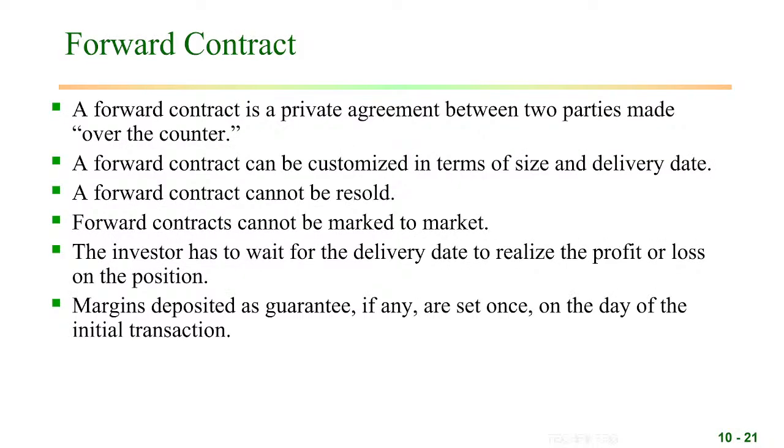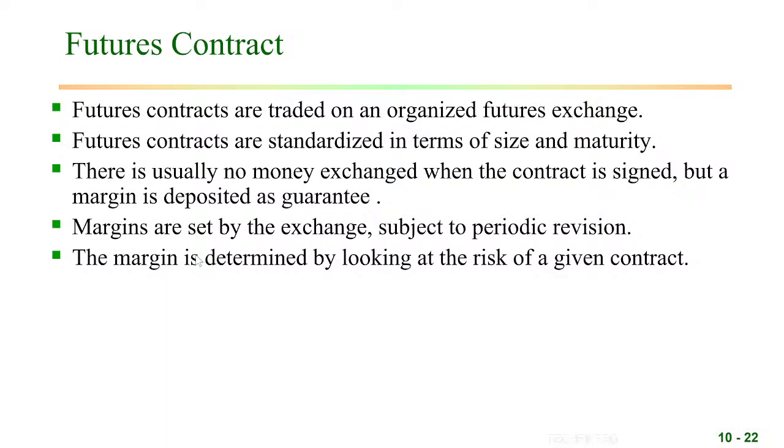Now, next we talk about forwards and futures. So a forward contract is a private agreement. That means you cannot trade. Over the counter means customized. Whereas futures contracts are standardized. So futures are traded on exchanges. So they are traded and standardized.